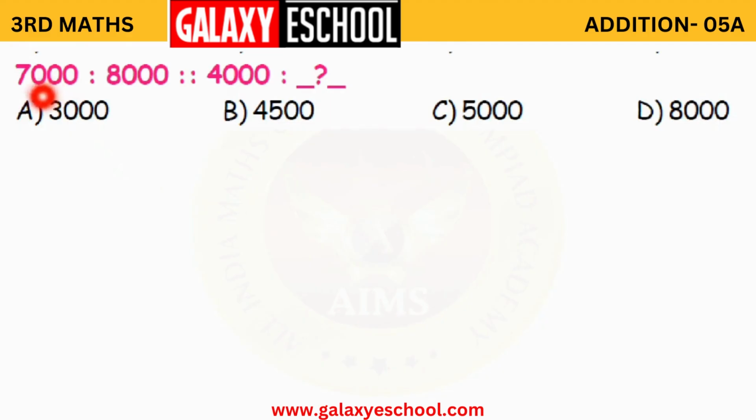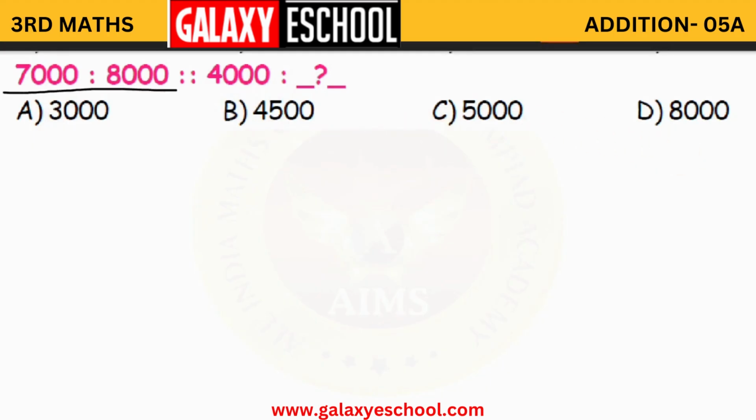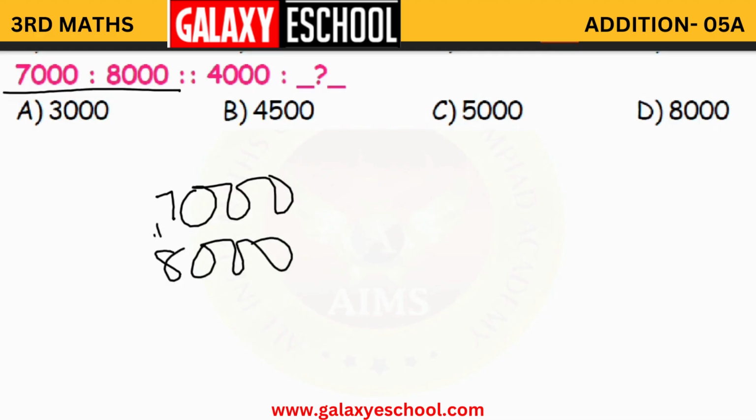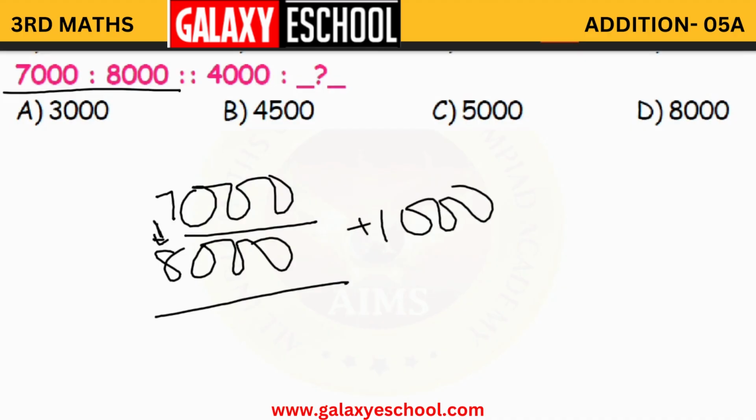Moving on to question number 4. Again this is a similar question. 7,000, 8,000 and 4,000 and dash. See, 7,000 and 8,000 are connected. In the same way, what number should come after 4,000? Let us look at the options. 3,000, 4,500, 5,000, 8,000. This question is pretty simple, right? We know that after 7 comes 8. So they wrote 7,000, 8,000. That is, they added 1,000 here. In the same way, what comes after 4?